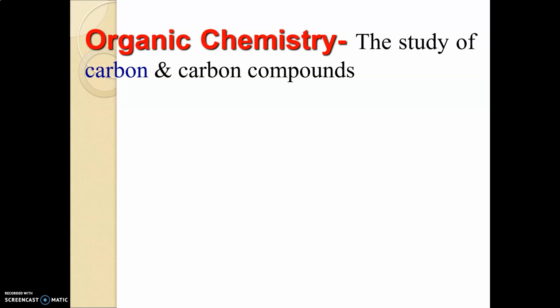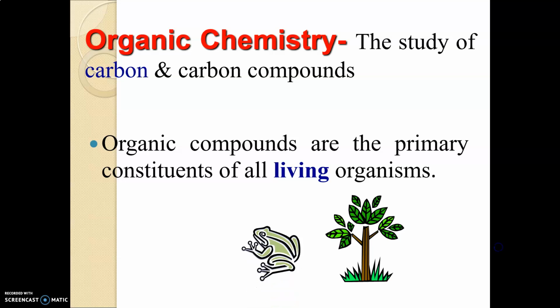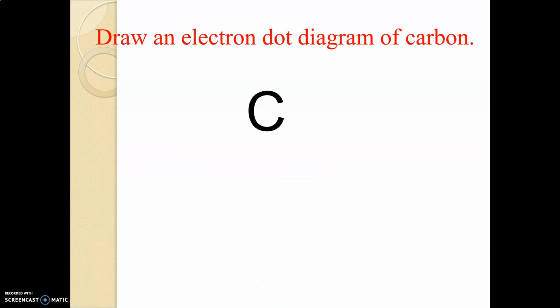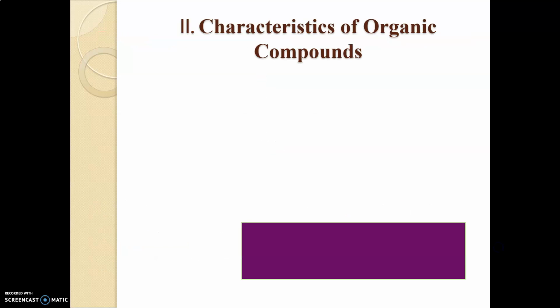Organic chemistry is the study of carbon and carbon compounds. Organic compounds are the primary constituents of all living organisms. Now draw an electron dot diagram of carbon. As we see here, carbon is able to form 4 covalent bonds with other carbon or other elements.